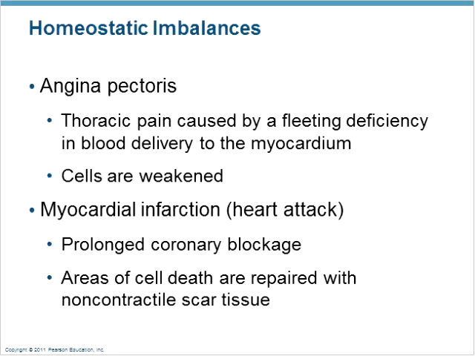We talk about homeostatic imbalances in the heart. We have two things we really talk about, which are angina, sometimes called angina pectoris, and a frank myocardial infarction, which is really the heart attack. Angina is really thoracic pain caused by a fleeting deficiency or inadequacy of blood delivery, more likely the oxygen, to the myocardium. So if not enough blood is getting there, carrying that life-giving oxygen, then you have pain. And the cells are weakened, but they don't die. Angina pectoris is really not enough oxygen.